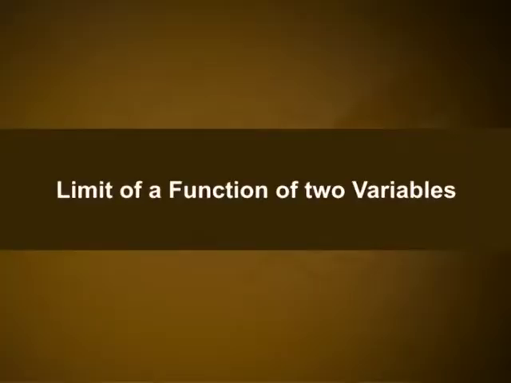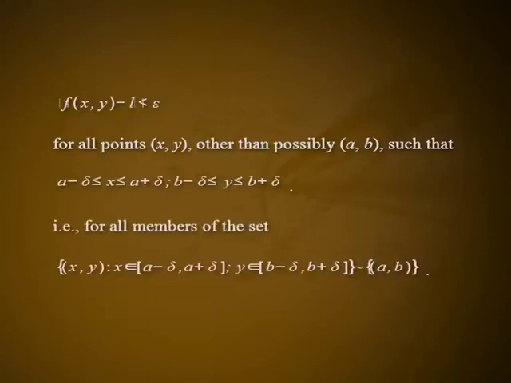Limit of a function of two variables. A function f is said to tend to the limit L as (x, y) tends to the point (a, b) if corresponding to any pre-assigned positive number epsilon, there exists a positive number delta such that the modulus of f of (x, y) minus L is less than epsilon for all points (x, y) other than possibly (a, b), such that a minus delta is less than or equal to x less than or equal to a plus delta, and b minus delta is less than or equal to y less than or equal to b plus delta.